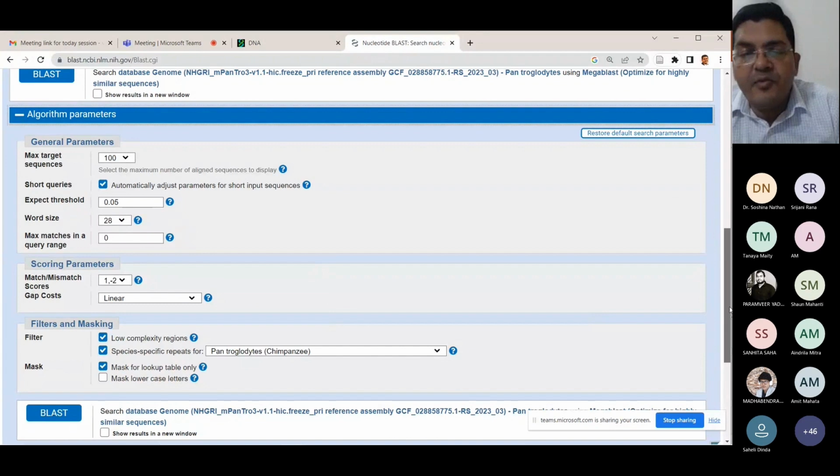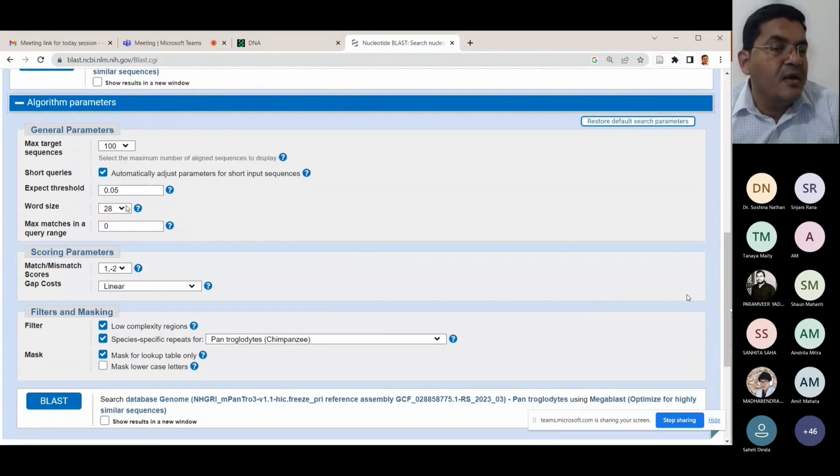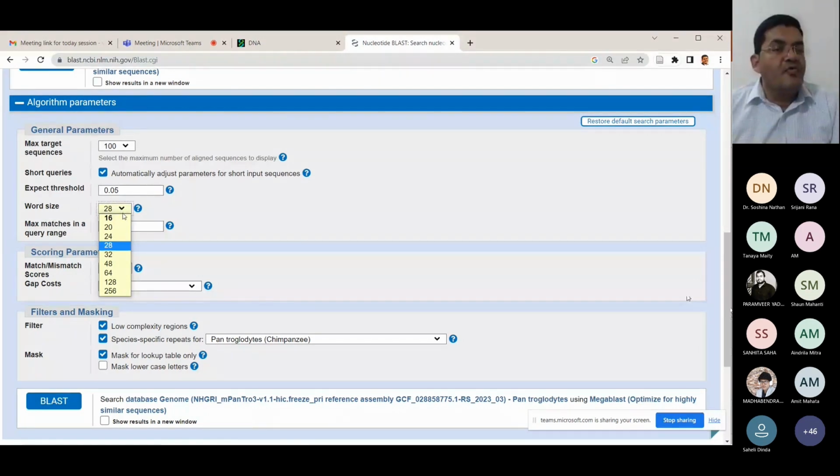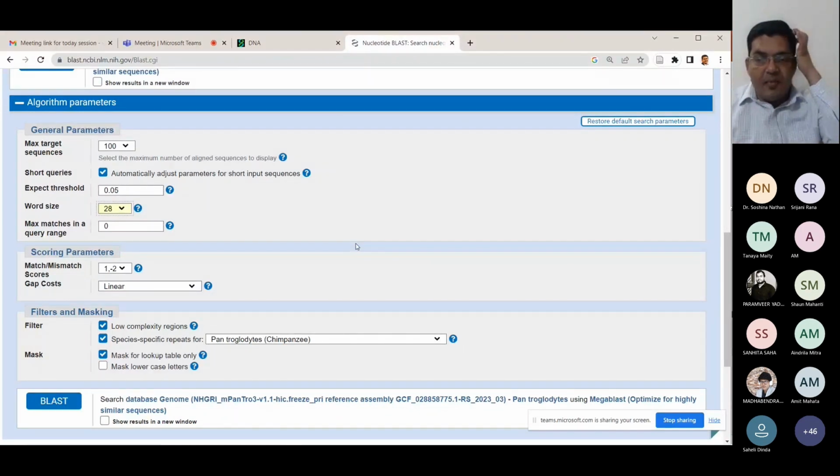We are doing megablast because you've selected a word size of 28. You see there are options for 16, 20, 24, 28, right? So we're doing megablast. We're looking for mostly similar, or highly similar, sequences. Then we say BLAST, right?